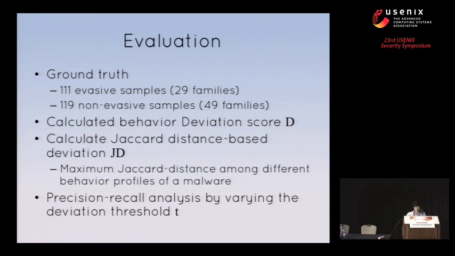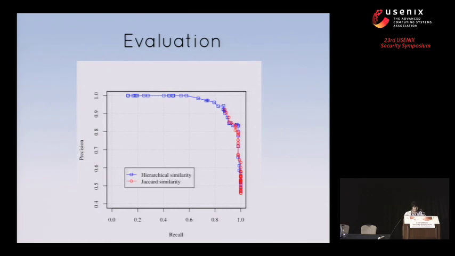After that, we calculated the behavior deviation score D for all these samples. We also calculated a Jaccard distance based deviation score JD, which is basically the maximum Jaccard distance among different behavior profiles of the malware. Then we performed precision recall analysis by varying the deviation threshold T, and the result is presented in this graph. Here, the blue line shows the results when the hierarchical similarity method was used, and the red line shows when the Jaccard similarity-based method was used.